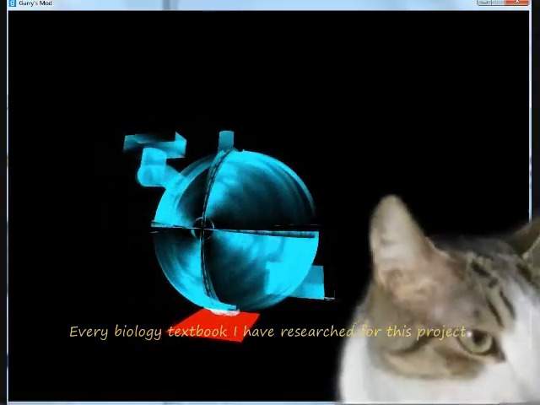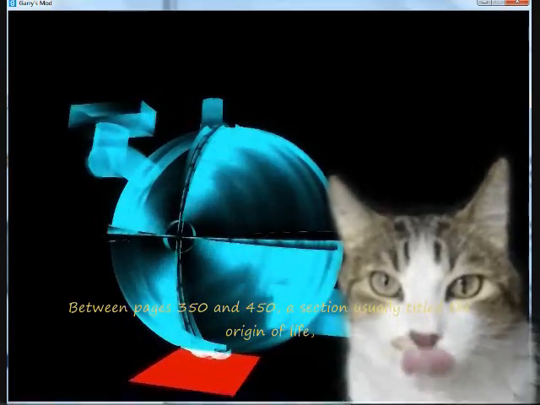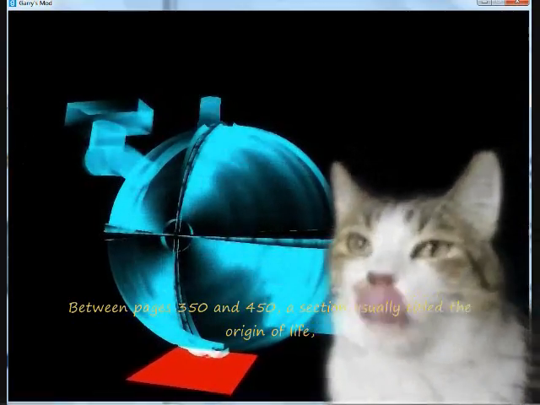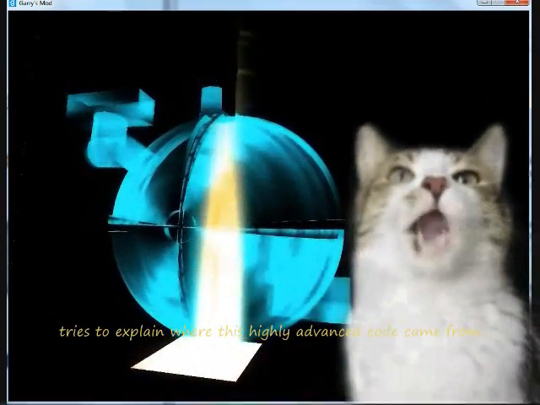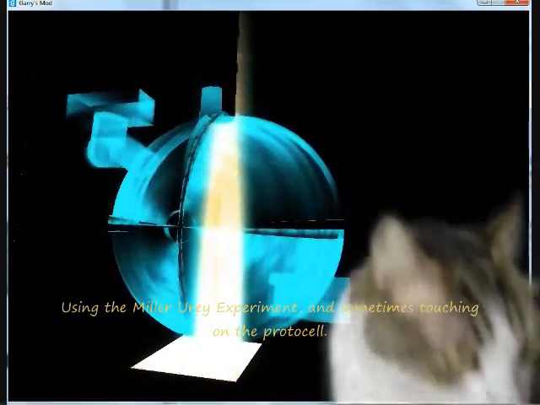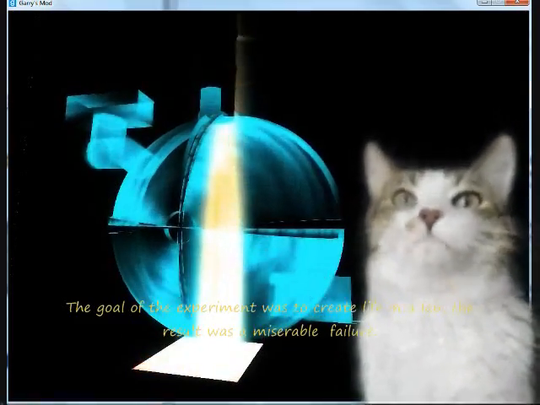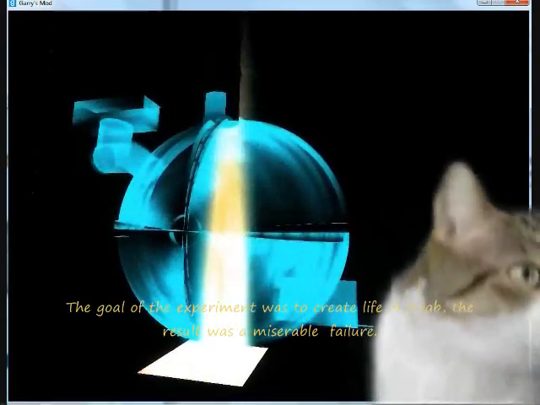of my computer storages. Every biology textbook that I have researched for this project, between pages 350 and 450, a section usually titled The Origin of Life, tries to explain where this highly advanced code came from, using the Miller-Urey experiment and sometimes touching on the protocell. The experiment's goal was to create life in a lab. The result was a miserable failure.